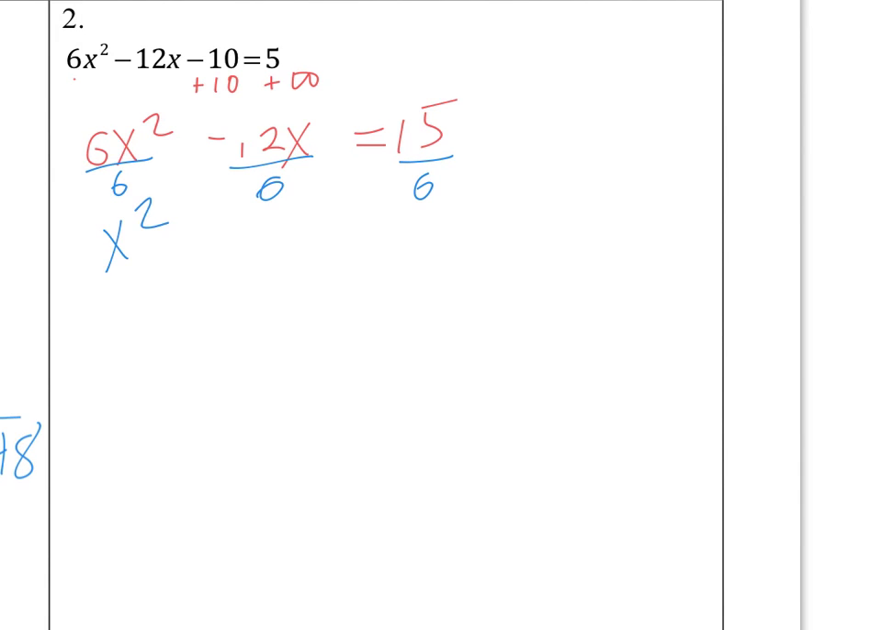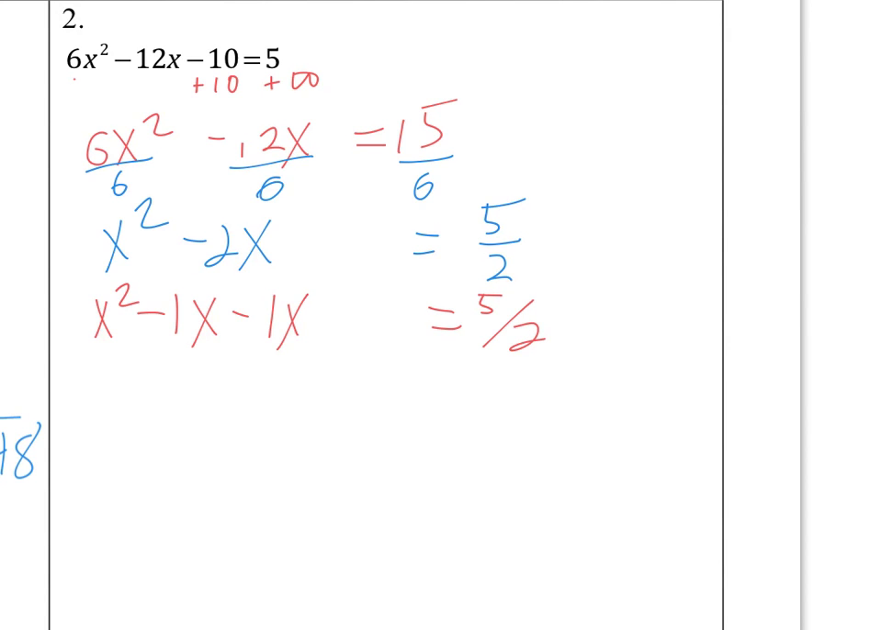And we get x squared minus 2x, and that's going to be equal to 15 sixths. Whatever, I can leave it like that, I guess, or I could reduce it into 5 halves, and that's fine too. Okay, split up my middle term. x squared minus 1x minus 1x is equal to 5 halves. I'm going to multiply those two pieces. Negative 1 times negative 1 is plus 1. Plus 1, 5 halves plus 1 is going to be 7 halves because 1 is really 2 over 2.